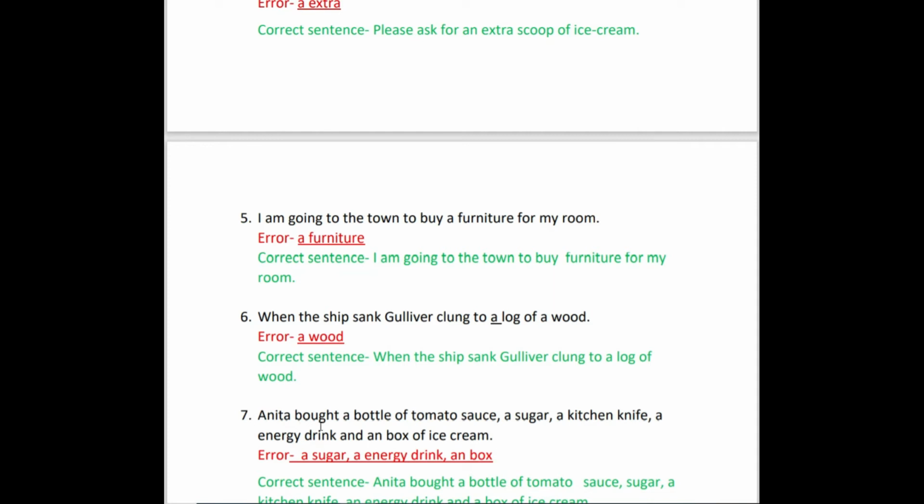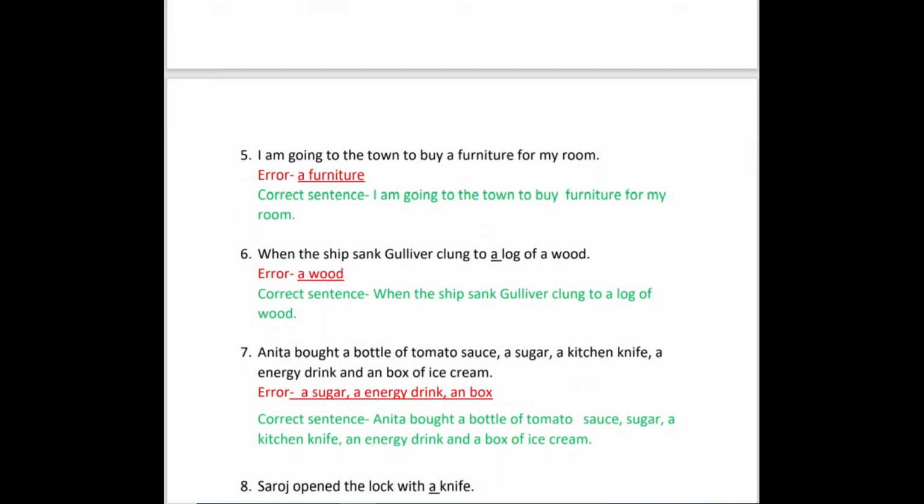Number 7. Anita bought a bottle of tomato sauce, a sugar, a kitchen knife, a energy drink, and a box of ice cream. So many errors. So the correct answer is: Anita bought a bottle of tomato sauce, sugar. It's not countable, sugar can't be counted. A kitchen knife, an energy drink, a box of ice cream. So this is all about the correct sentence.